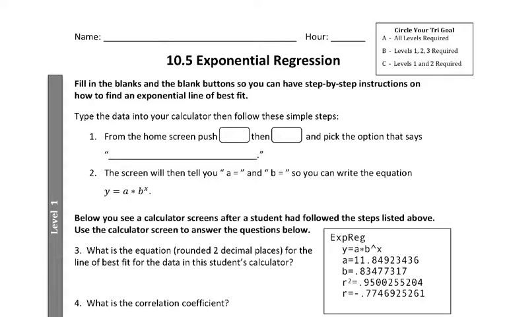So, let's go ahead. Question 1. Now, a lot of the steps that you would take to find the exponential regression are the same as we wrote in 10.4. The only change is that once you've got your data typed in, then from the home screen you want to push stat, and then over. That's the same as before. But instead of picking option 4, linreg, you're going to pick option 0, expreg. And then you don't have to do anything for question 2. It's just an explanation that the screen will tell you A equals and B equals and whatever.